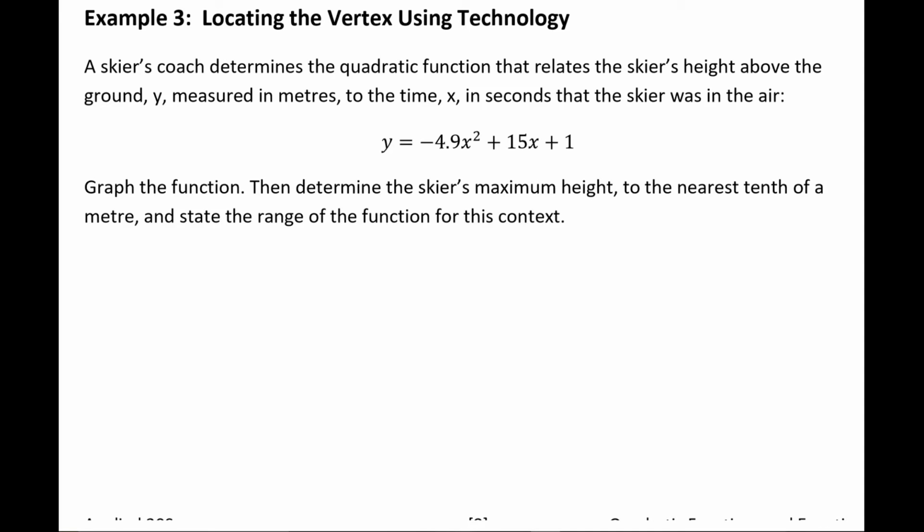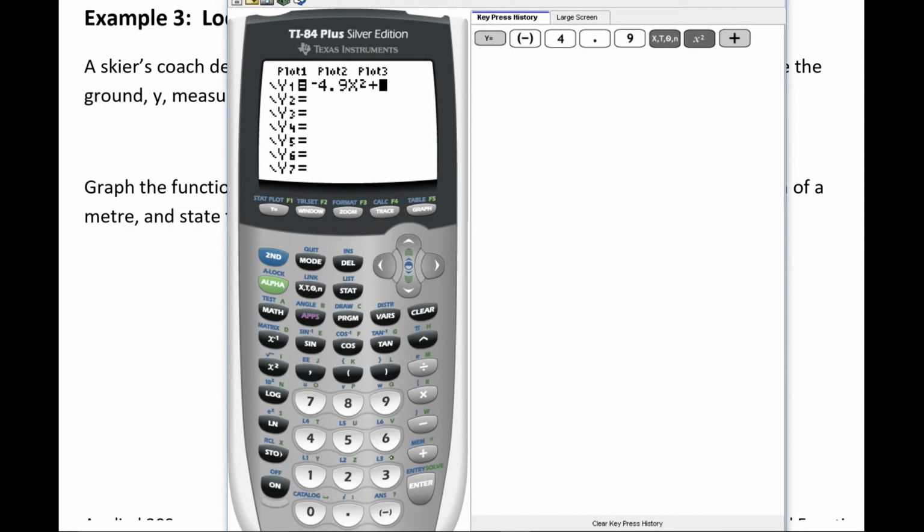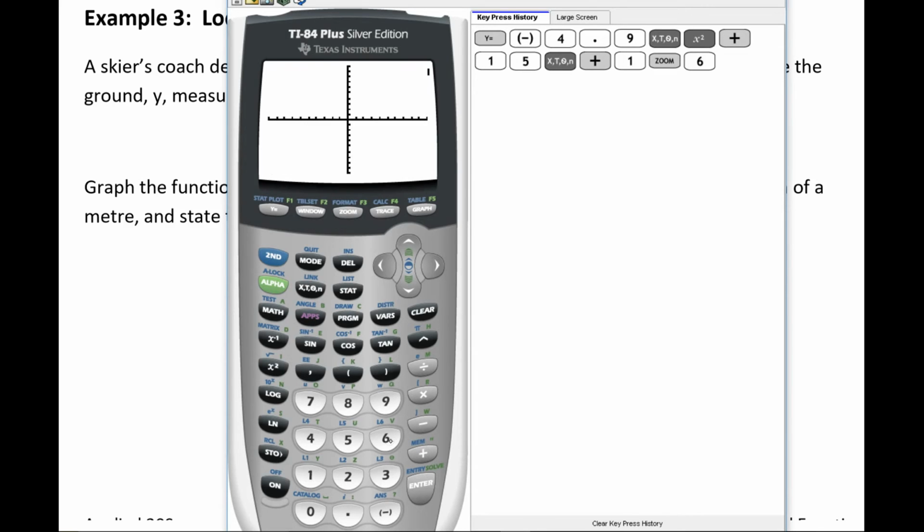Okay, so let's first take out our calculators. You can see I have a different calculator now. And we'll put in the function under y equals. Negative again, remember negative not minus, 4.9x squared. Now, normally that wouldn't matter, but in the calculator it understands that differently. Plus 15x plus 1. Now, when you go zoom 6, you're going to run into some trouble. Okay, so what is the issue here?